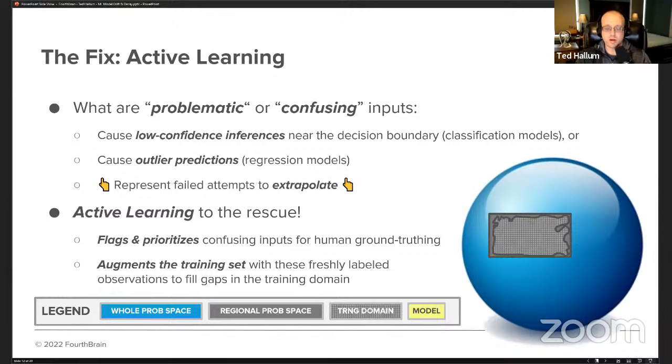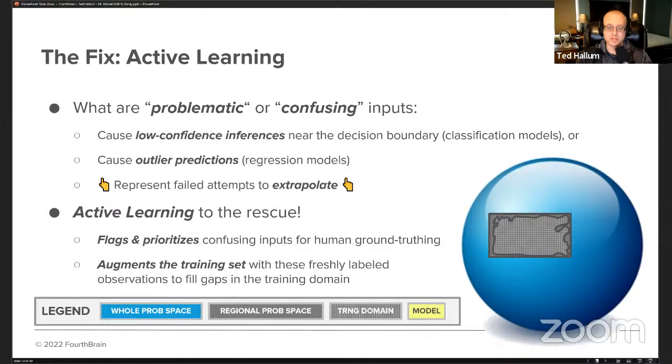Similarly, if you're building a regression model to predict a continuous numeric value, oftentimes when you get an observation that is problematic or confusing for a regressor, the model is going to produce extreme outliers, just completely illogical values. And that's a great indicator for a regression model that that input was problematic and that the model is not well equipped to make a prediction on that type of input. The reason is that when those types of inputs come in, the model is essentially trying to extrapolate. And we saw in the previous slide how poorly these supervised machine learning models do at extrapolating. They cannot do it well at all.